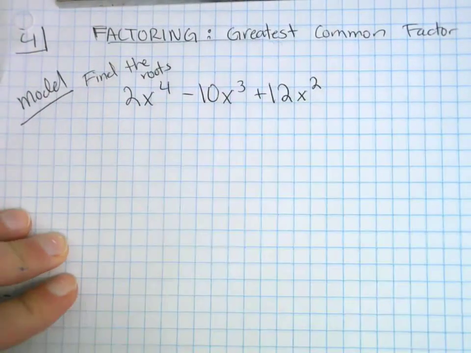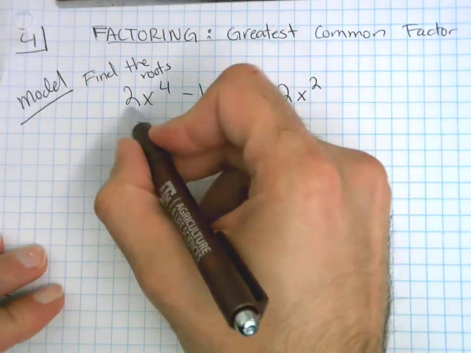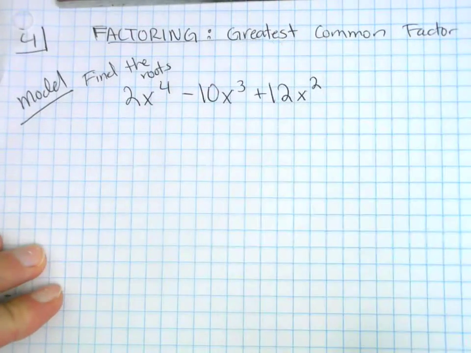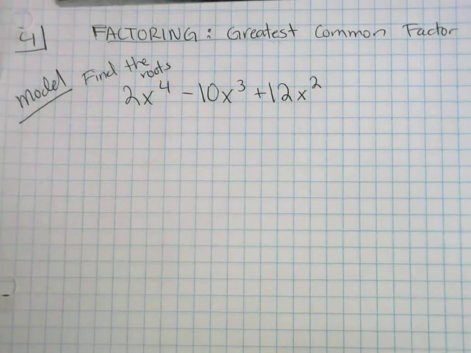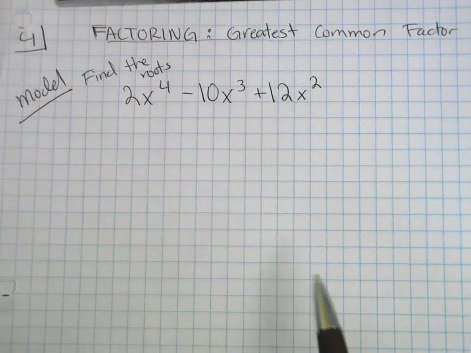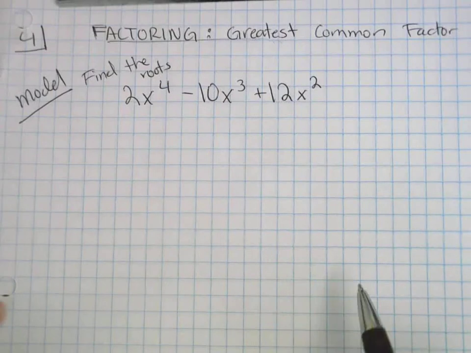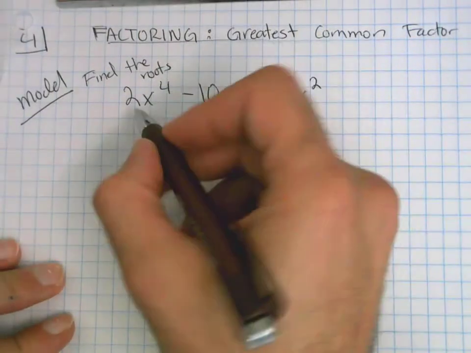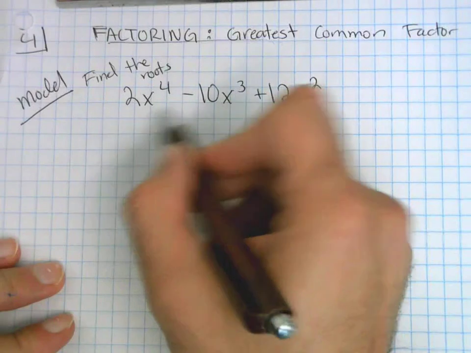So the question that I'm asking myself is, what's the greatest thing that each of these has in common? Well, why do we even care about that? Because the question asks us to find the roots. So we're trying to find the roots, and that's why we care about the greatest common factor. Now, what's the most that each of these terms has in common?